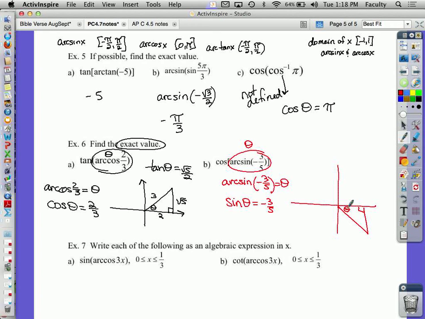Sine is SOHCAHTOA. It's opposite over hypotenuse. So the 3 is the negative. Then this is a 3, 4, 5 right triangle. And then I want the cosine of that angle. So it's 4/5. And that makes sense, right? Because cosine is positive in the fourth quadrant. All students take calculus, okay?